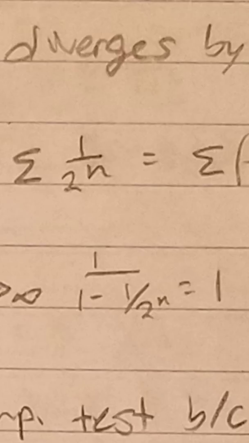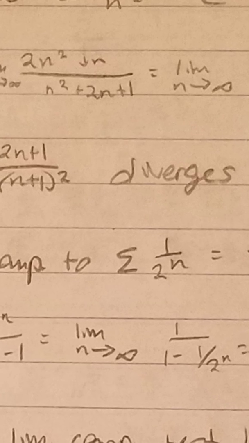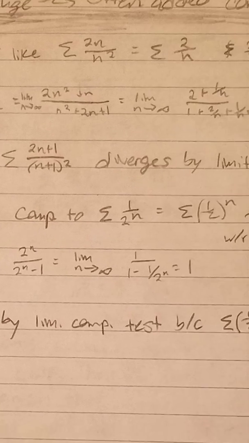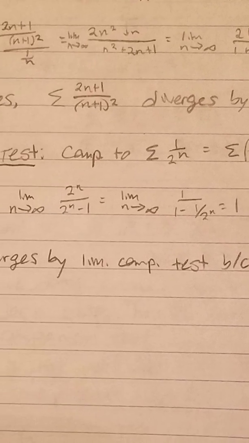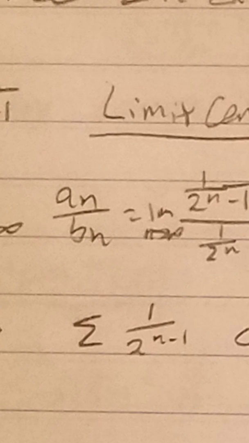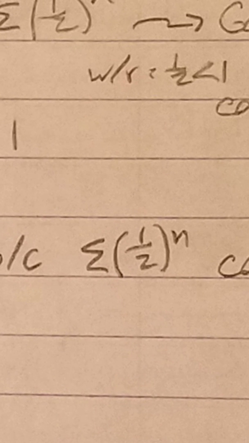1 over 2 to the n goes to 0. So you get 1 over 1. 1 over 1 equals 1, which is a number, and it doesn't equal 0, and it doesn't equal infinity. So our original function is going to act the exact same way as the summation of 1 over 2 to the n. 1 over 2 to the n converges. Therefore, our original function is going to converge. So the summation of 1 over 2 to the n minus 1 converges by the limit comparison test because the summation of quantity 1 over 2 to the n converges.